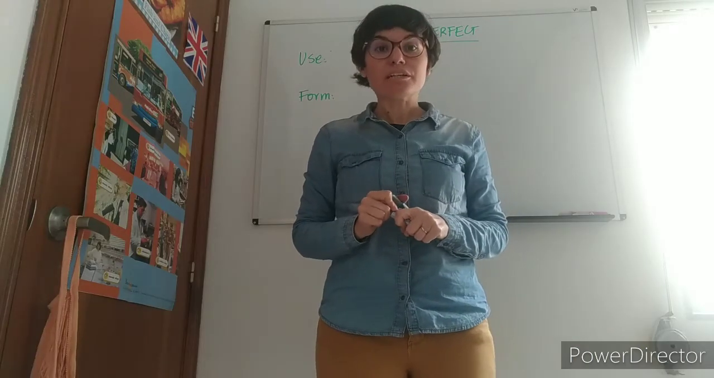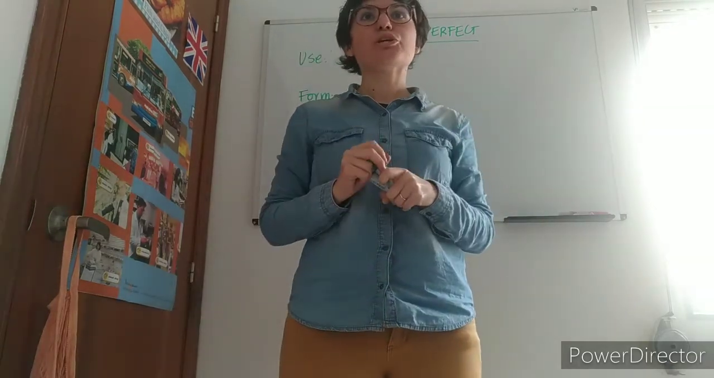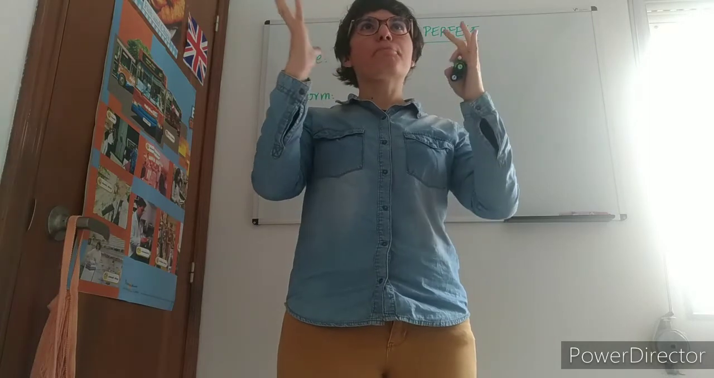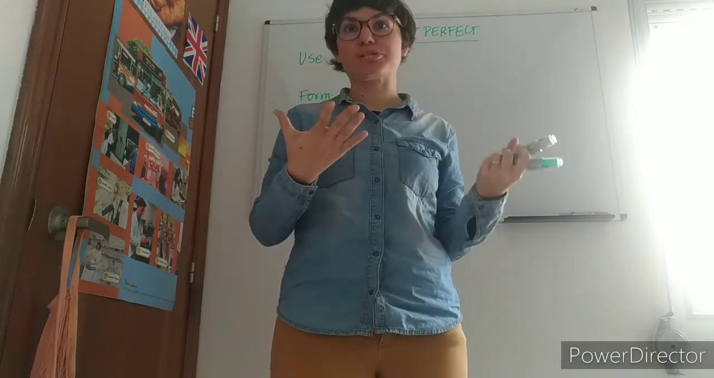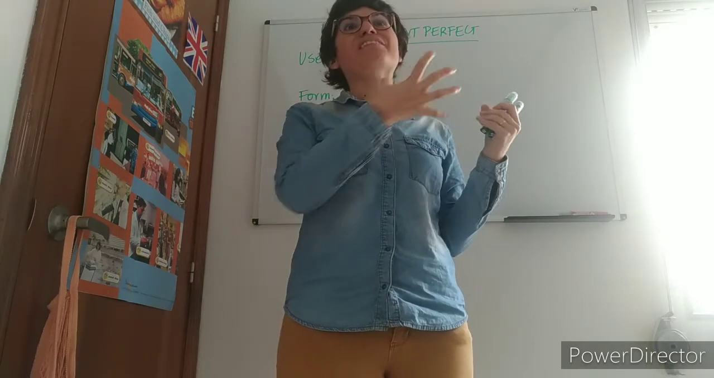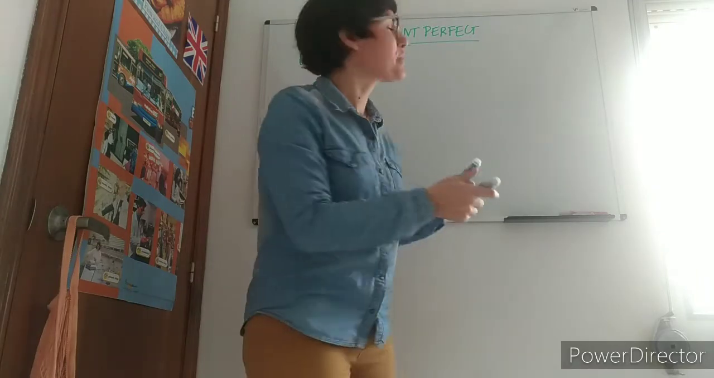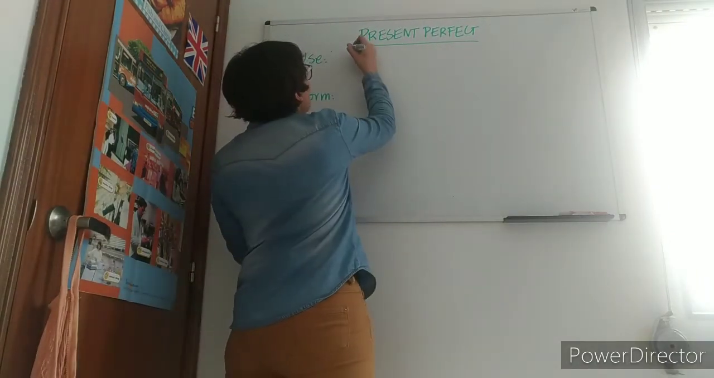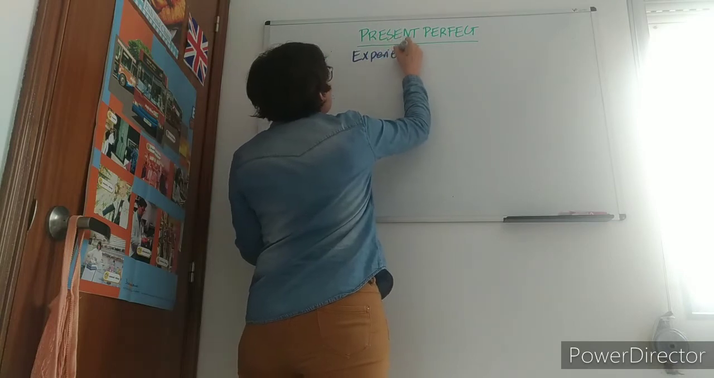We're going to learn the present perfect. This is a verb tense that is a mixture of present but also past, because it is used to talk about past experiences, sometimes ones that have a connection with the present. That's why it's called present perfect. Okay, so it is used to talk about experiences.